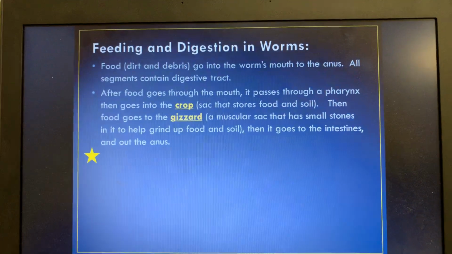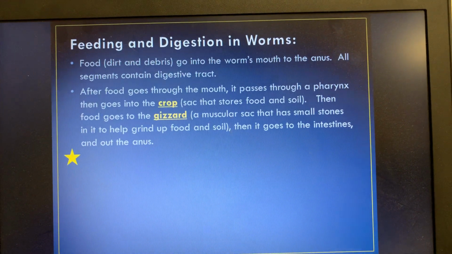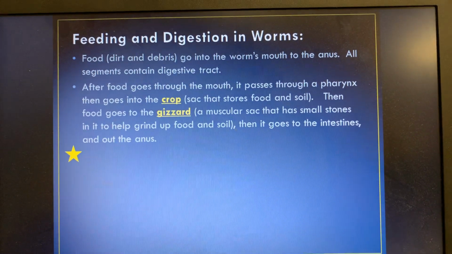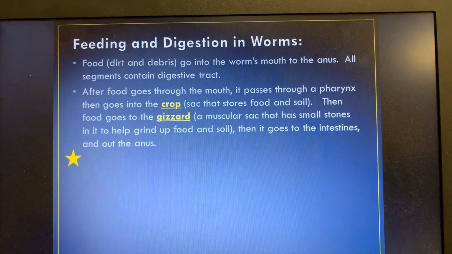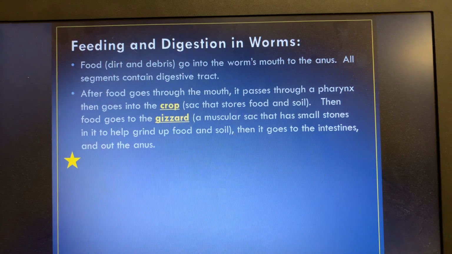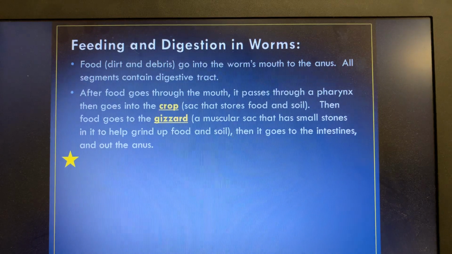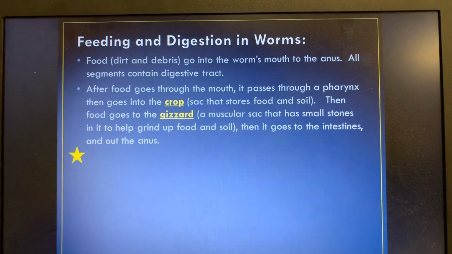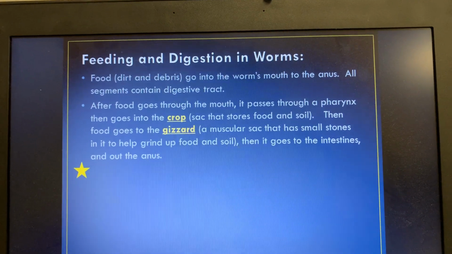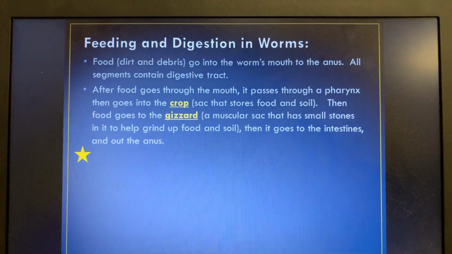So after the food goes to the mouth, it goes through an organ called a pharynx. And then from the pharynx, it goes to another organ called a crop. That's like a storage sac that will store food and soil in it. And then from the crop, the food will go to the gizzard. The gizzard is a muscular sac, and it has little stones in it and helps to grind up their food. Of course, they don't have teeth, so they have to have something to grind their food up, and that's what the gizzard does. The food then goes into the intestines and then out through the anus.